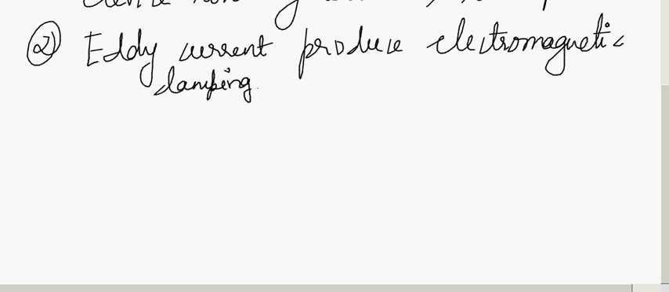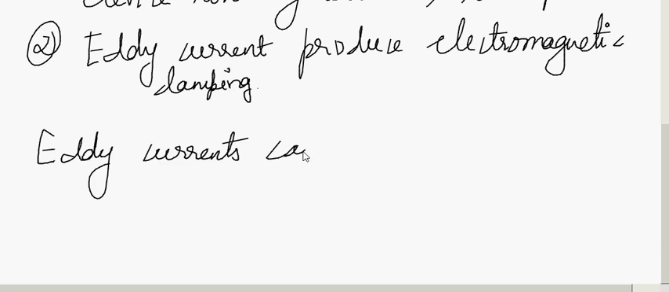Eddy currents can be minimized. They cannot be eliminated completely, but eddy currents can be minimized. Now, how to minimize this? The eddy currents are minimized by laminating the core.